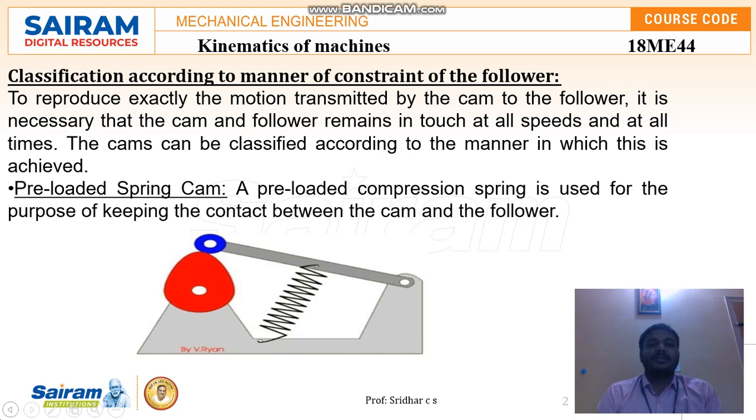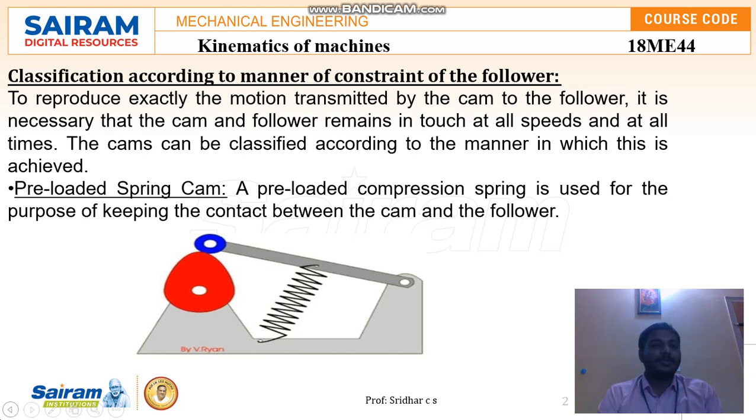To produce exactly the motion transmitted by the cam to the follower, it is necessary that the cam and the follower remain in touch at all speeds and at all times. As we know, the cam and the follower are continuously in contact, either in line contact or in point contact. That is the reason we consider it a higher pair. Normally the elements in a higher pair have either line or point contact. In the same way, continuous contact between the cam and the follower should be there in order to transmit or produce exactly the motion produced by the cam. It has to be transmitted through the follower only.